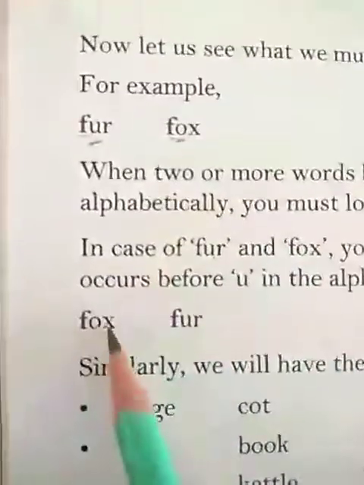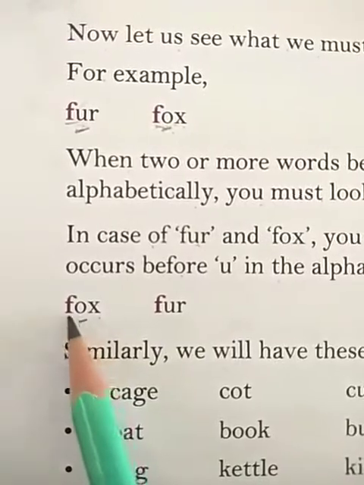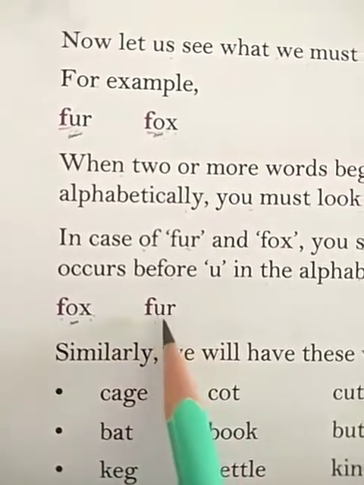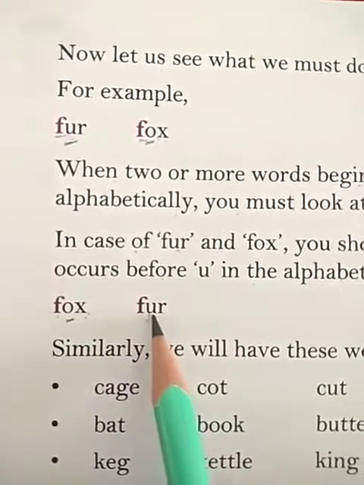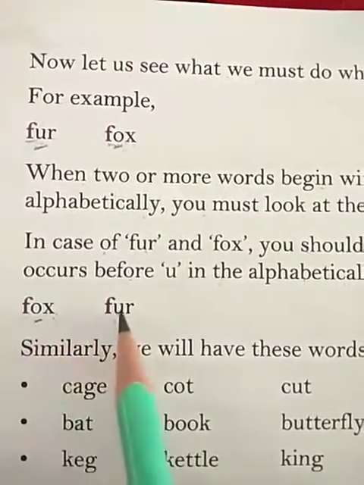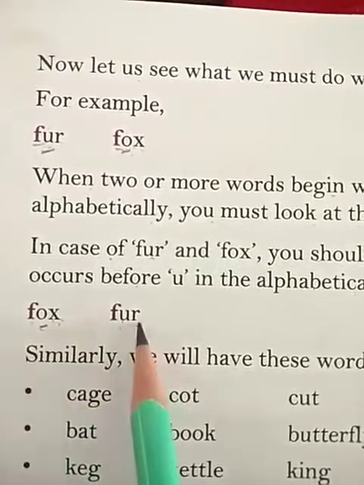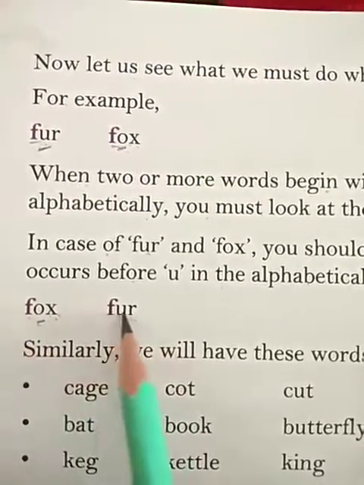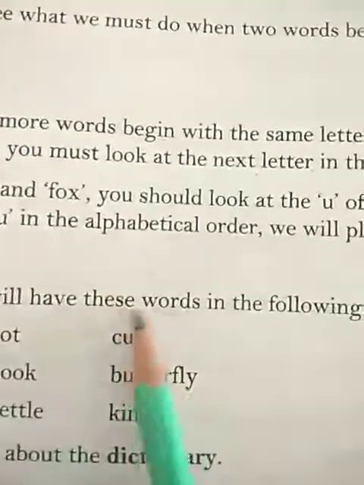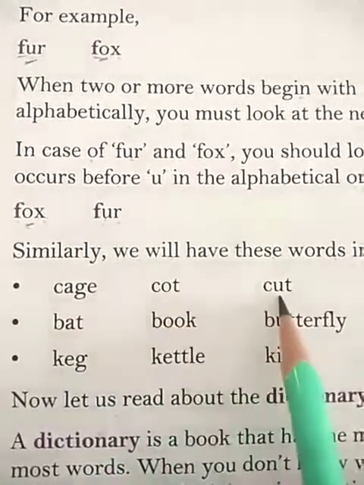Now, in fox and fur, O is the second letter of fox, and in fur the second letter is U. So in alphabetical order, O comes before U. So we will write fox before fur. So this is the alphabetical order if we have two words that begin with the same letter. Similarly, we will have these words in the following order: cage, caught, cut.